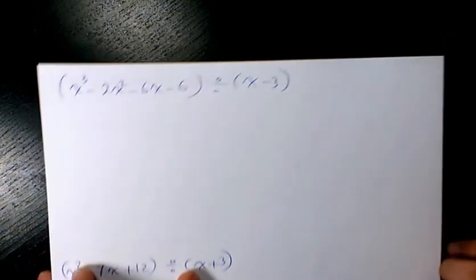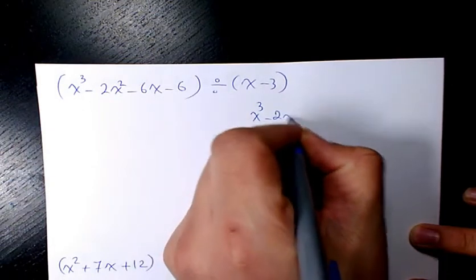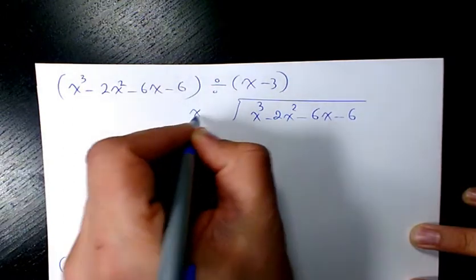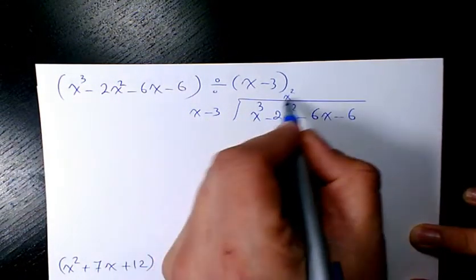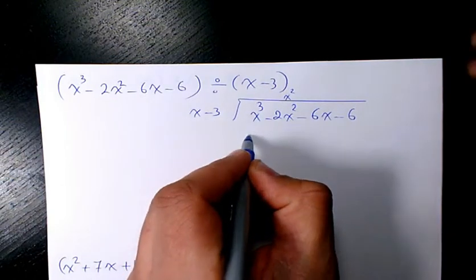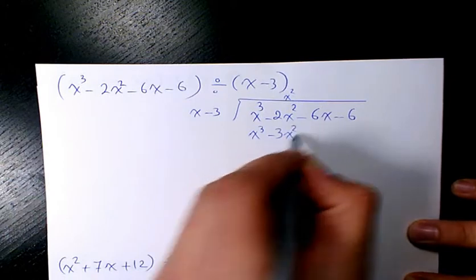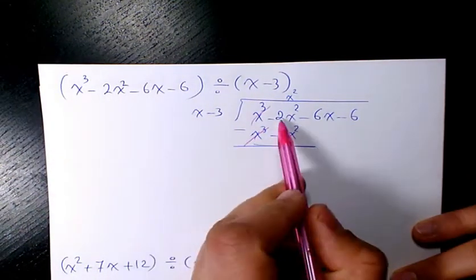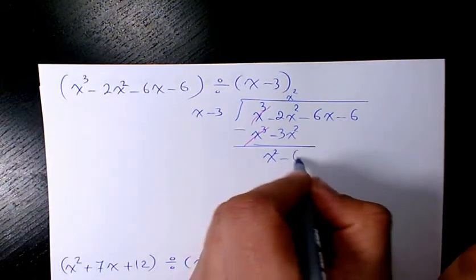Now in this example, we have x cubed minus 2x squared minus 6x minus 6 divided by x minus 3. x cubed divided by x is going to be x squared. x squared times x is going to be x cubed. x squared times negative 3, negative 3x squared. When you subtract it, these two cancel out. Negative 2 and positive 3 is going to be x squared minus 6x.